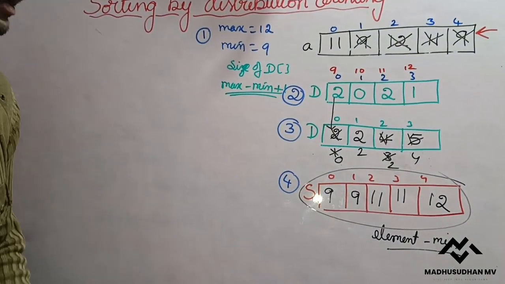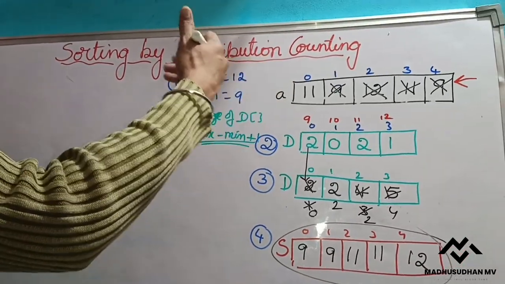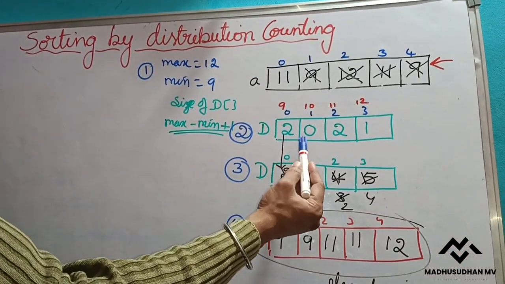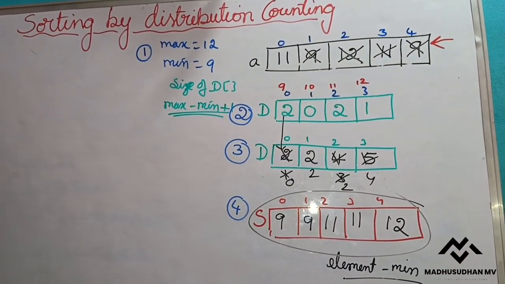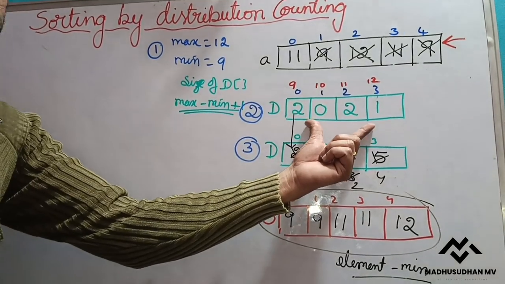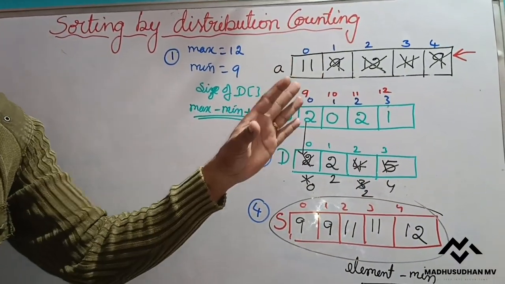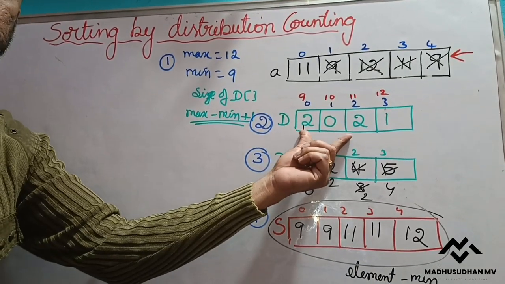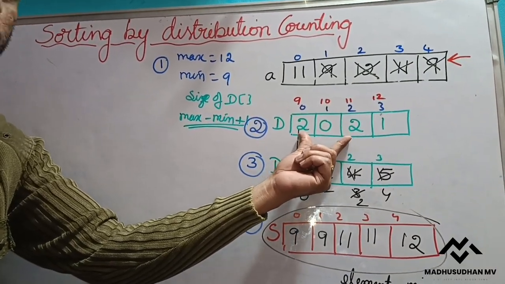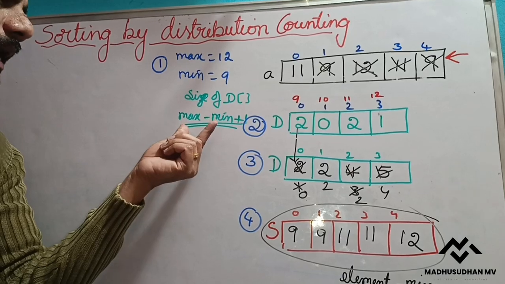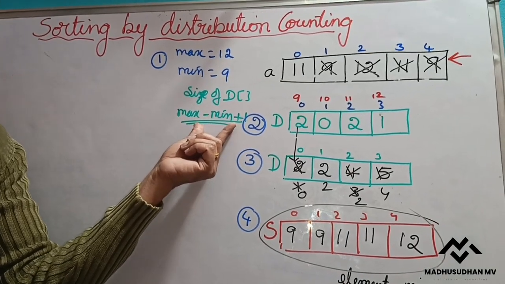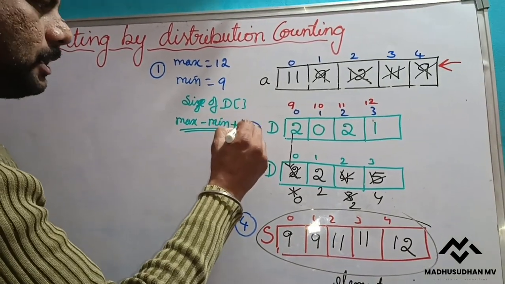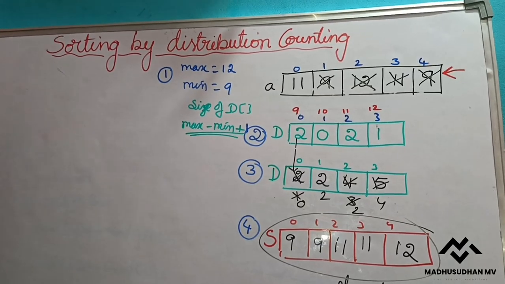Okay, now the first one is done, and it is very simple. Second one, how to generate this distribution value. For that, what is the size of this distribution? Whatever the problem, the max size of the frequency of occurrences array is maximum minus minimum plus 1. Okay, maximum minus minimum plus 1. This is the formula.